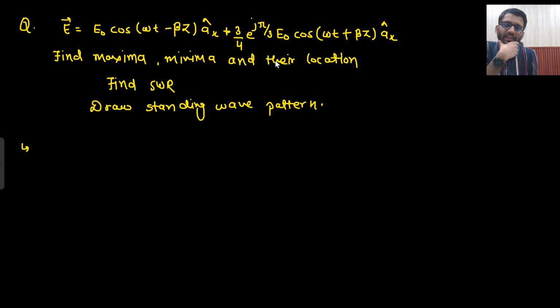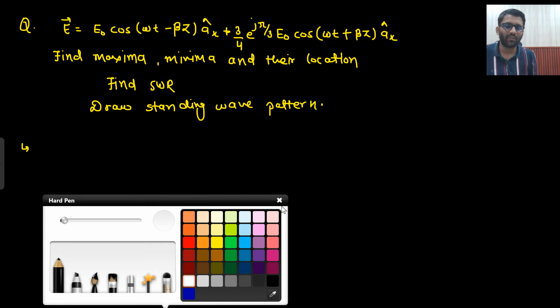What is the interesting thing? This is the interesting thing, that you are having e to the power j pi by 3. Another thing, this guy is not 3 by 4 only. Now this guy is complex. This is having some angle as well. So 3 by 4 e to the power j pi by 3. So no issue. Again we will apply the same thing.